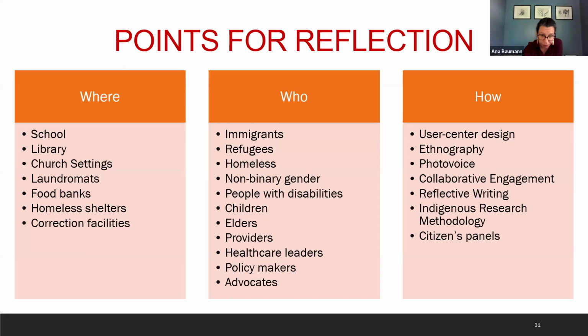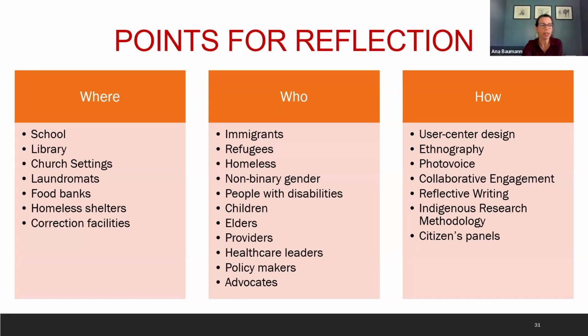I would love to see more work in settings where people are going to. Schools, library, church, laundromats, food banks, parks, homeless shelters, correction facilities. Why do we need to wait for people to come to the hospitals all the time? If, for example, our interventions are flexible enough that we can do it in different places.